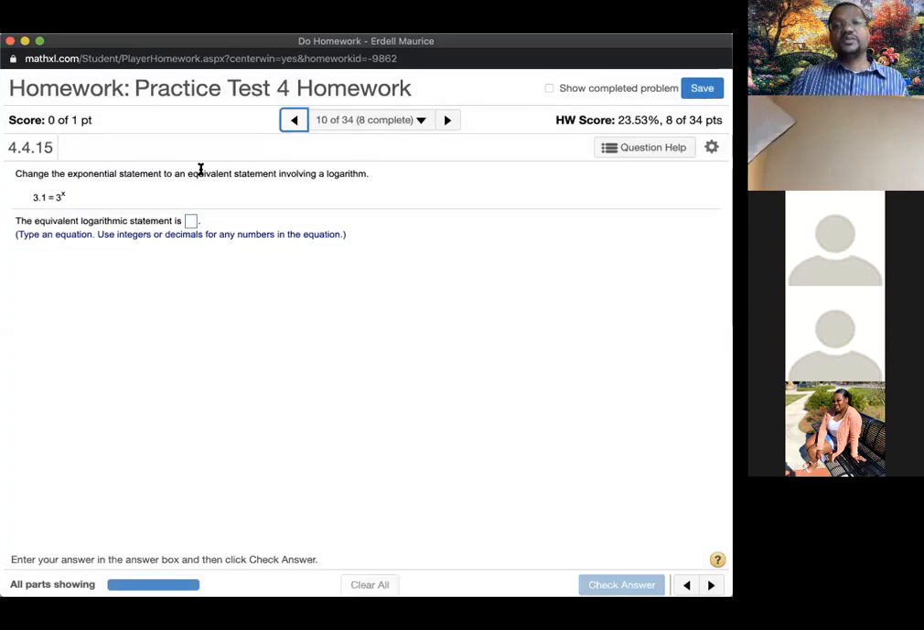Change the exponential form into one involving logarithms. So right here, this is going to be log base 3 of 3.1 equals x. 3 to the x power is equal to this answer right here. So what you do is you drag the base back over, so there's 3 here, and then you enter the keyword log. Log base 3 of 3.1 equals x. Questions there? Comments? Queries? Concerns?